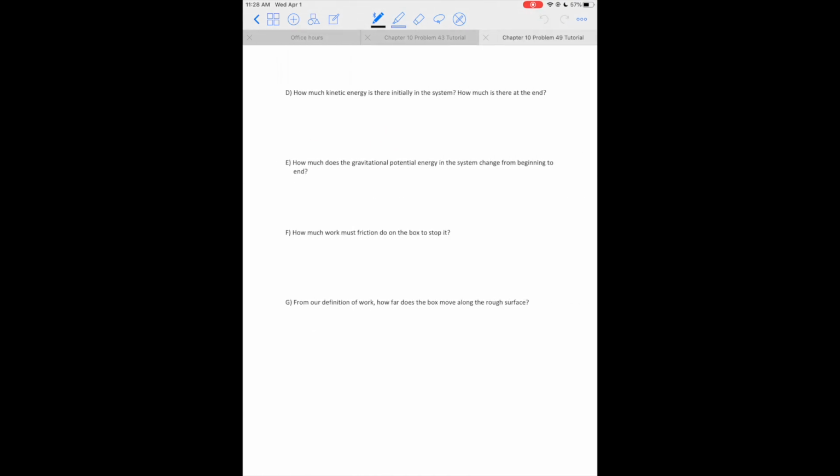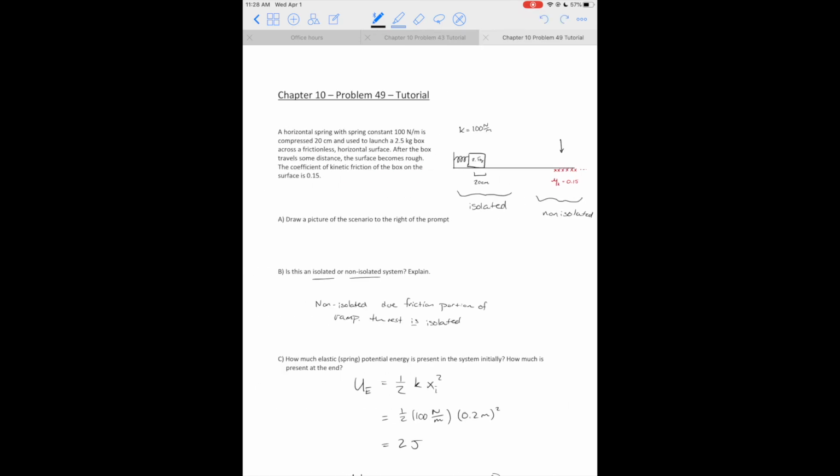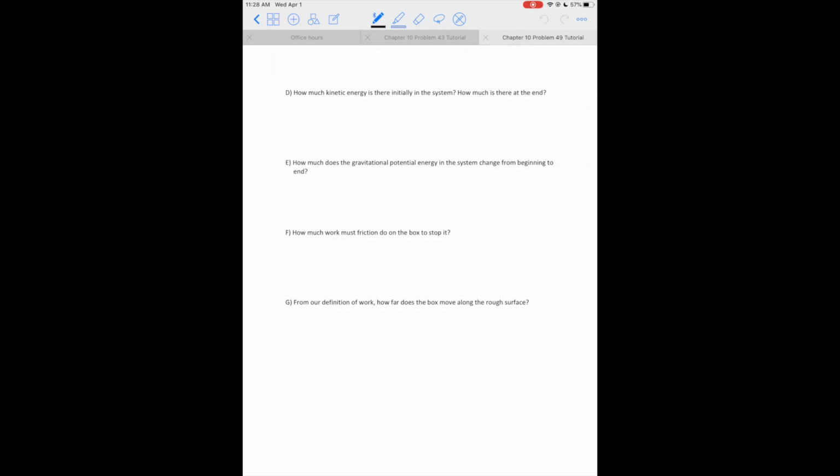All right, so part D, how much kinetic energy is there initially in the system? How much is there at the end? Initially, we're not moving, right? Initially, we have compressed this spring and we're ready to let go and let it fly, so there's no movement. Kinetic energy initially is equal to 0.